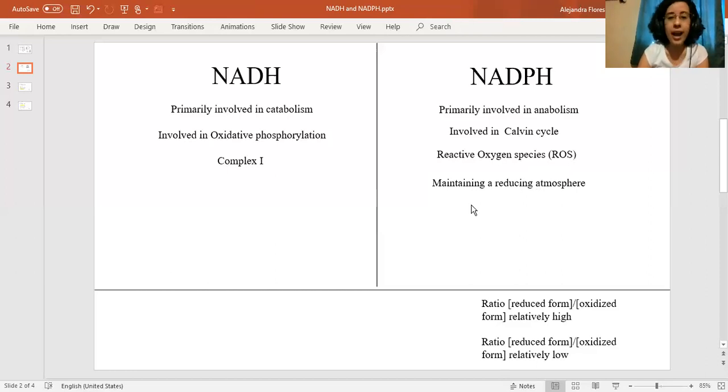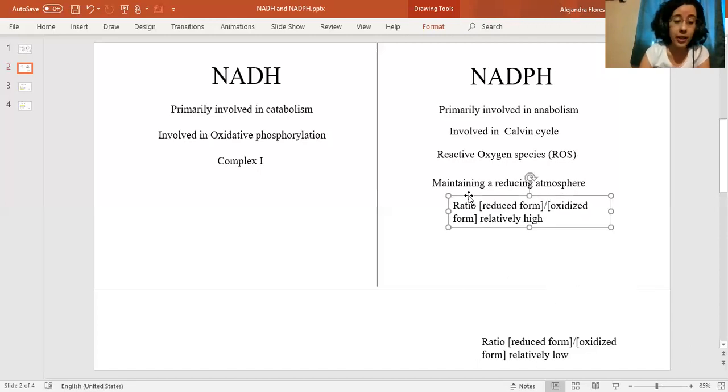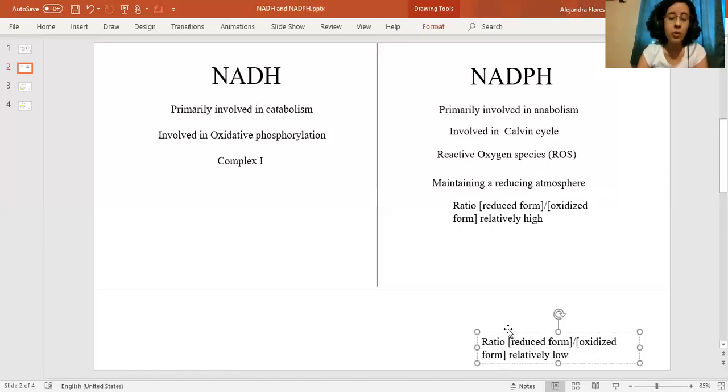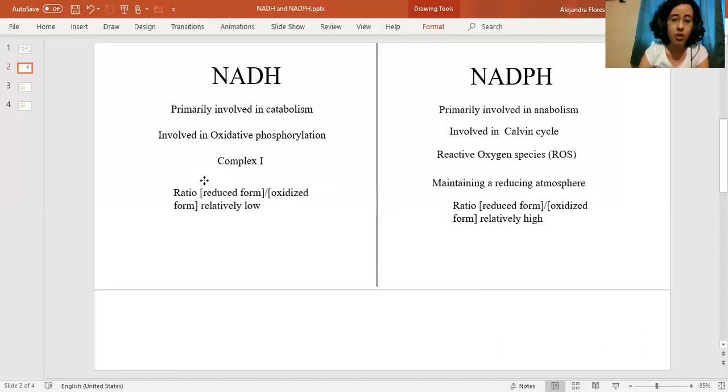The last difference I have between NADH and NADPH is related to the redox potential. Here I have the different redox potentials, and this is accomplished by holding a ratio of the reduced form over the oxidized form. For NADPH, as I said, it's maintaining a reducing atmosphere, so it's going to be relatively high. For NADH it's the opposite, it's going to be relatively low. So this is the difference between NADH and NADPH.